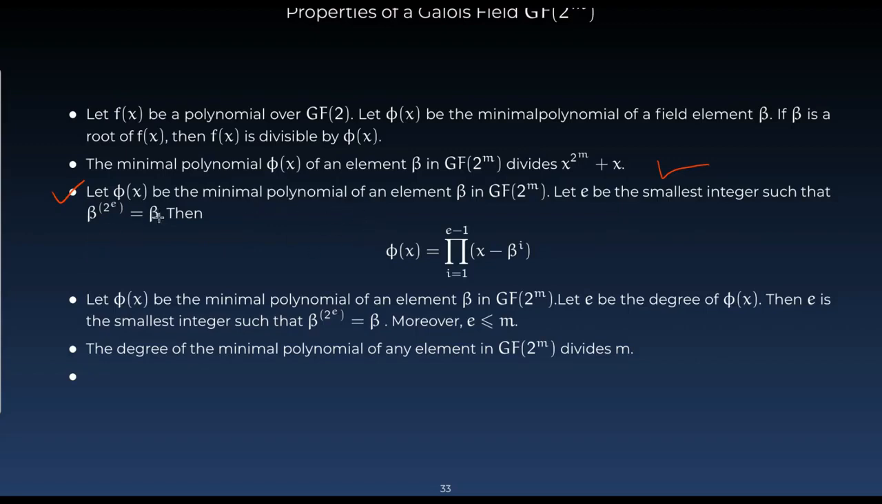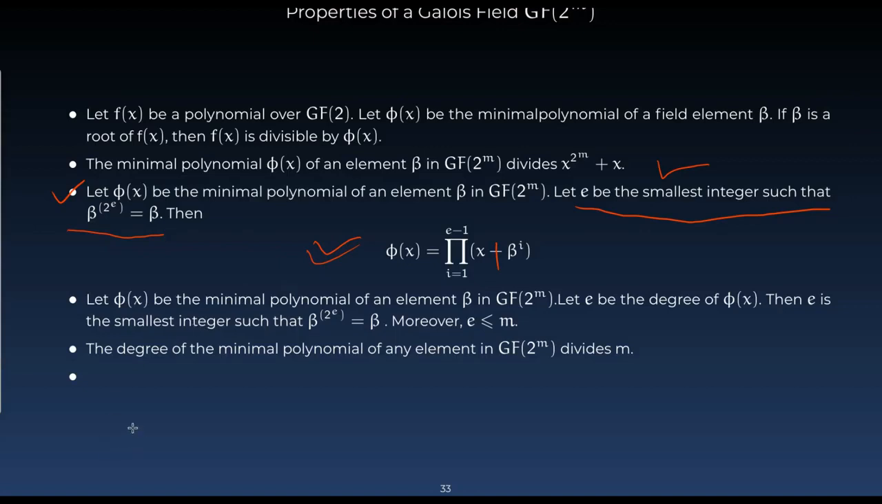Okay, so let's say e is the smallest integer such that beta to the power 2^e is equal to beta. It means that after e, it's going to repeat itself, isn't it? This is going to repeat itself in a circle. Then phi(x) is basically the product from i equal to 0 to e minus 1 of (x minus beta^(2^i)). Okay, or x plus beta^(2^i). I mean, it's okay, x minus beta^(2^i), there is no problem there. You can do that. Okay, is it clear? So this is how you can actually calculate this polynomial.